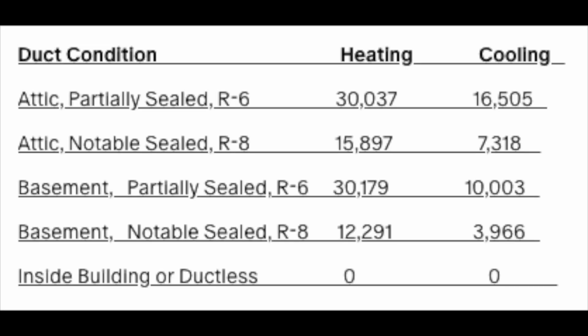Of course, if it's inside the building or you're installing a ductless system, there are no loads, right? Notice the significant reduction from partially sealed R6, which is your typical existing duct system, compared to replacing the duct system to meet the code of notably sealed in R8. Regardless of the location, we're talking between 15,000 to 18,000 BTUs in heat loss, 6 to 9K in heat gain. This will change the size of your AC or heat pump for sure in my house.